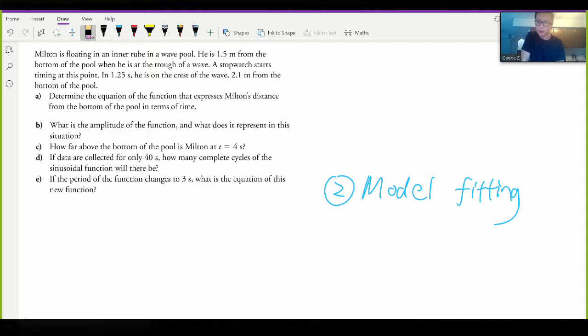The question reads, Milton is floating in an inner tube in a wave pool. He is 1.5 meters from the bottom of the pool when he is at the trough of the wave. A stopwatch starts timing at this point. So that means when t is equal to 0, he's at the trough, and that is 1.5 meters from the bottom. In 1.25 seconds, he's on the crest of the wave, or the peak, 2.1 meters from the bottom of the pool. Part A asks, determine the equation of the function that expresses Milton's distance from the bottom of the pool in terms of time.